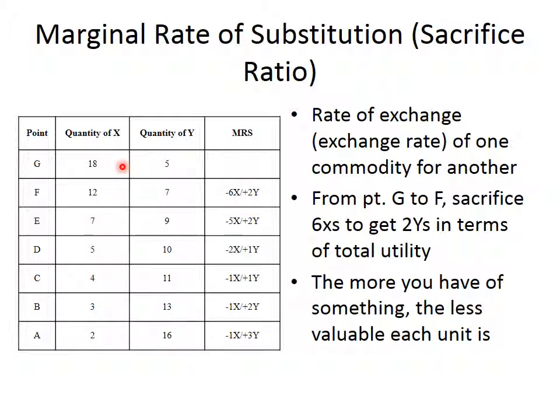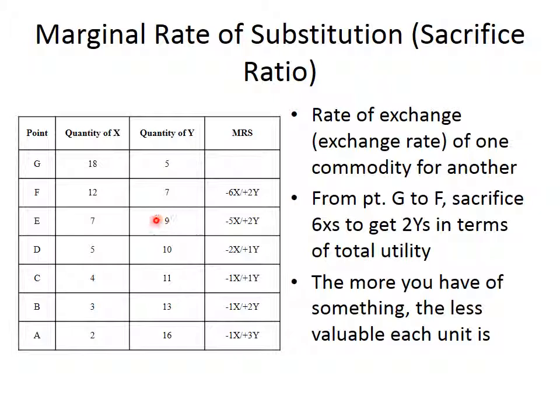Here I start off at this level of the curve, 18 X's and 5 Y's. In order for me to stay on the same indifference curve, but move up to the next point, I have to give up 6 units of X, for which I will receive 2 units of Y. With me so far? So 6X plus 2Y. I sacrifice 6 X's and get 2 Y's.